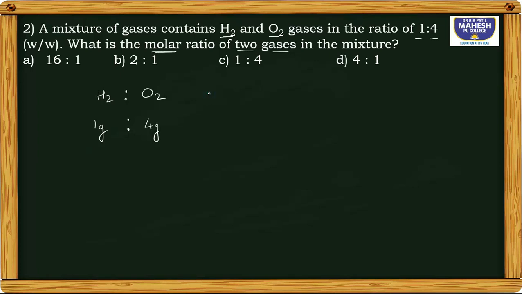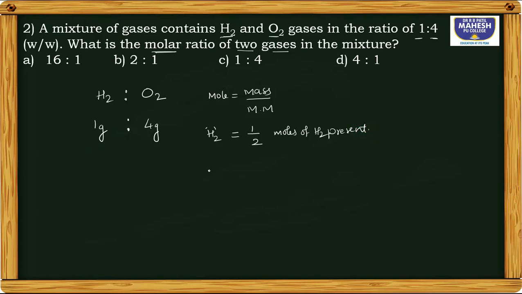How to convert mass to moles? Mole is equal to mass divided by molar mass. So how many moles of hydrogen are present? Number of moles of hydrogen: its mass is given as 1, and the molar mass of hydrogen is 2. So 1/2 is the number of moles of hydrogen, and these many moles of hydrogen are present in that gaseous mixture.